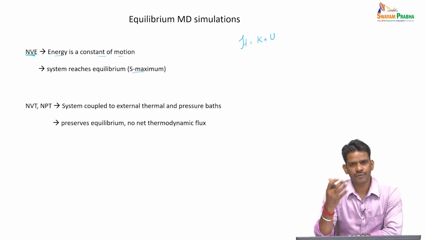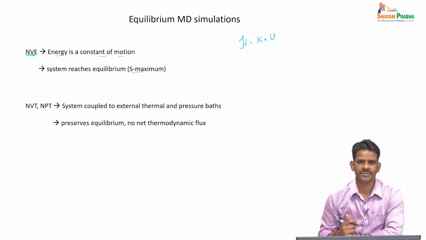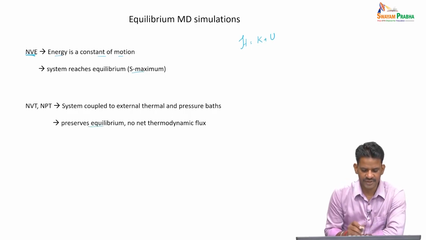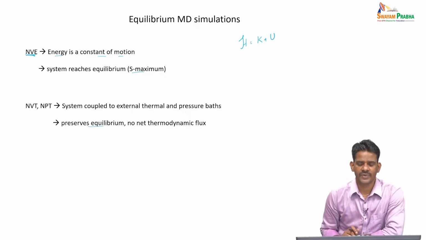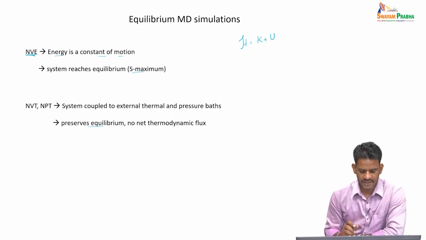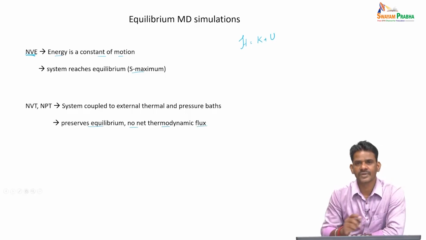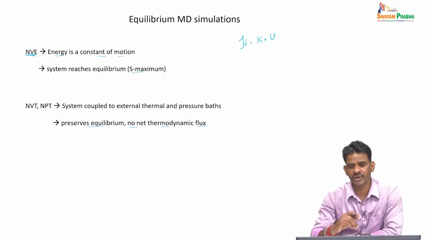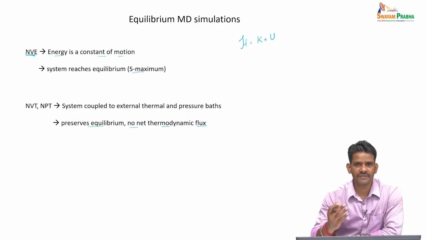On the other hand, even if you want to constrain temperature and pressure by coupling the system to an external bath, thermal bath or pressure bath, where through the boundaries the system is able to exchange energy or do work, we still see that such a system will also preserve equilibrium when you run the simulation long enough. So, when we say equilibrium, whether it is NVE or NVT simulation, we mean there is no net thermodynamic flux. There is no net flux going across the boundary, and if you wait long enough, all these systems will reach an equilibrium state.